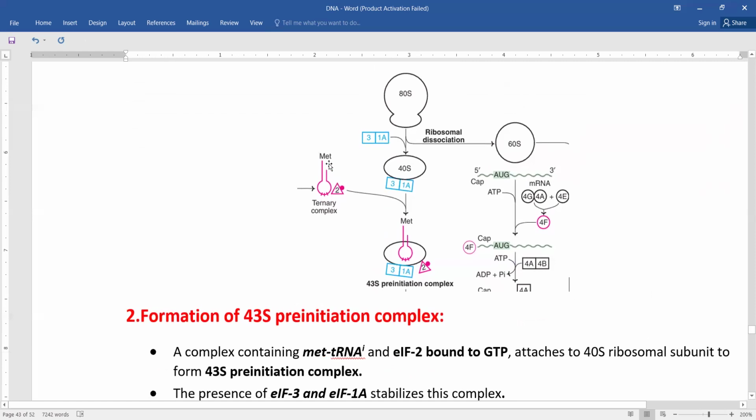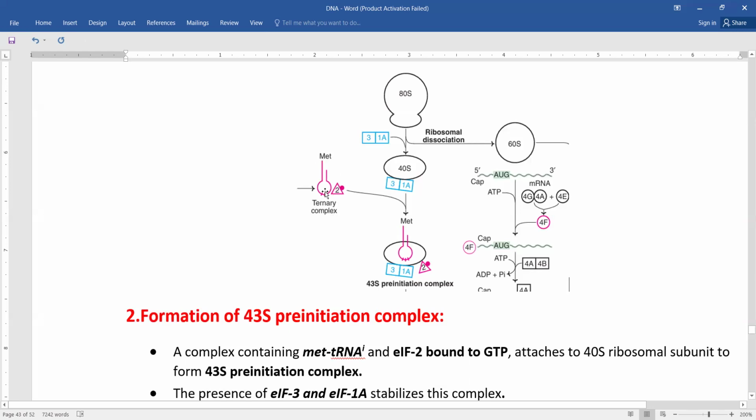This is the amino acid containing tRNA with initiation factor 2, and this red dot is GTP. Okay, so this is called the ternary complex. The ternary complex includes the first amino acid, tRNA, initiation factor 2, and GTP. Four molecules constitute the ternary complex.